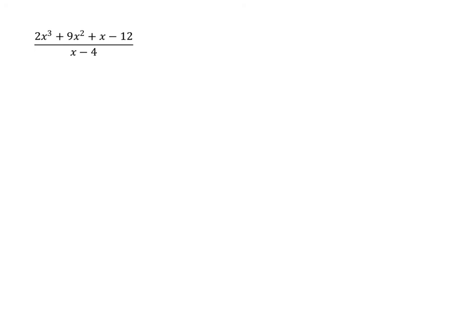The first thing that you'll do in every single synthetic division problem is you will need to make sure that your denominator is always of the form x minus c. If it ends up being something like x plus 5, you would need to make it x minus a negative 5.